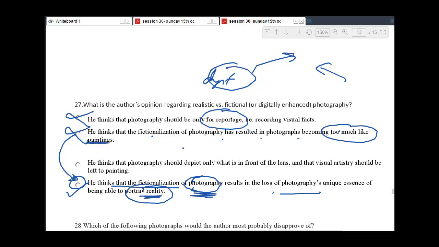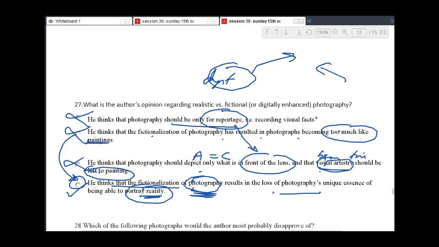A and C are almost the same. Photography should be for reportage, and photography should depict only what is in front of the lens. Reportage and what is in front of the lens is the same thing. If you mark A, then why can't you mark C? And has he said that artistry should be left to painting? The author has said that there must be beauty and truth. And isn't beauty and truth about artistry? So how can you mark C?